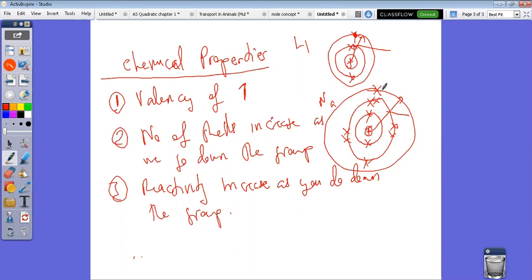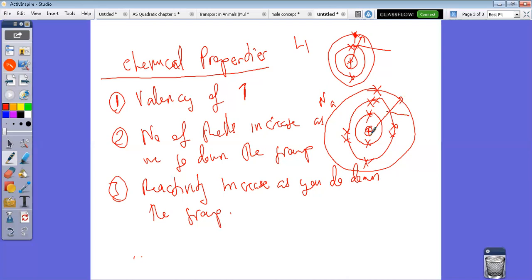If it's now weak, it's so easy to remove the electron. That's why the reactivity increases, because metals give away electrons, clear. So this lithium finds it more difficult to lose an electron than this one. Why? Because this one is further away from the positively charged nucleus, so the force of attraction is weaker. So that's why as we move down the group, reactivity increases, clear.